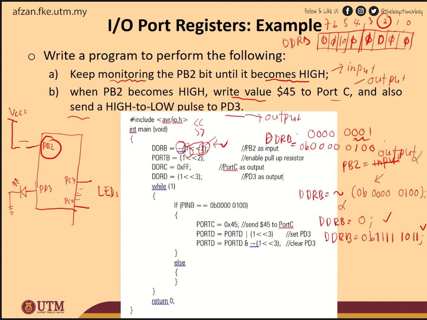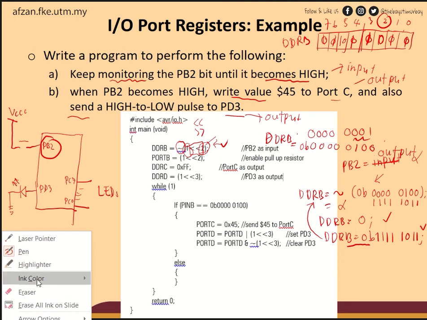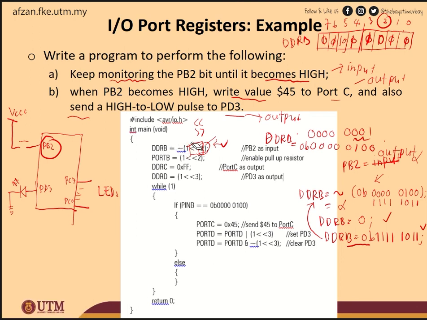Because this one here is actually similar to these lines here. Because this is tilde. What does the tilde do? The tilde means you want to do inverting, meaning 0 becomes 1, 1 becomes 0. So what happened after you did this tilde? This one becomes 1, 1, 1, 1. So the first line, you finish the first line, which is you make your port B as an input port. Right, next.